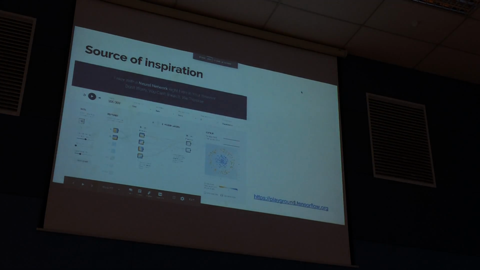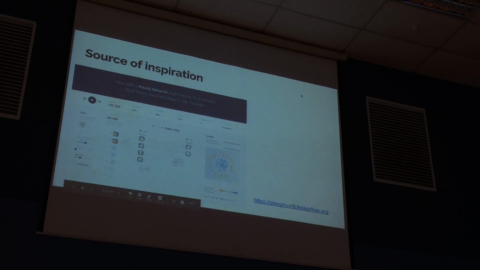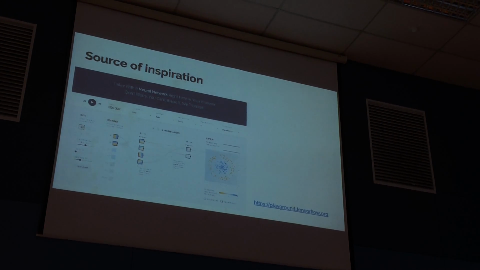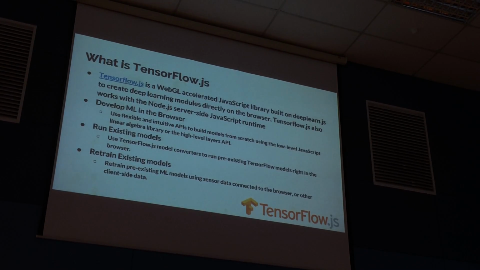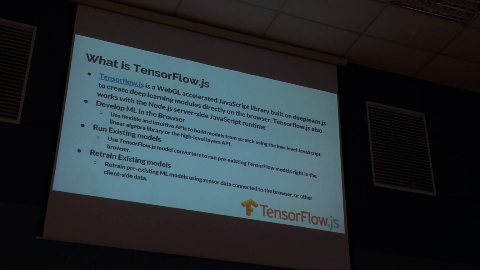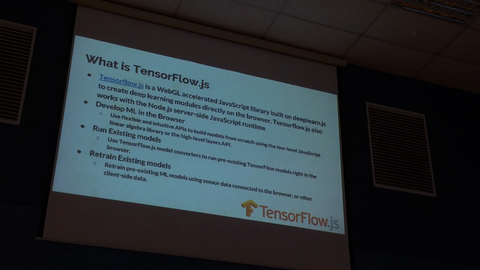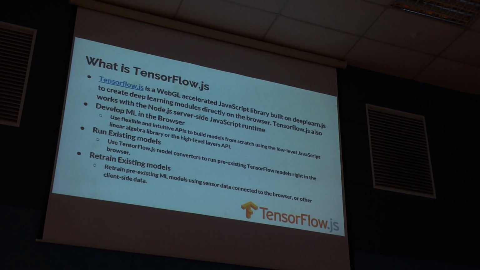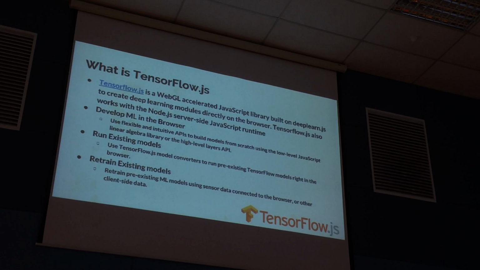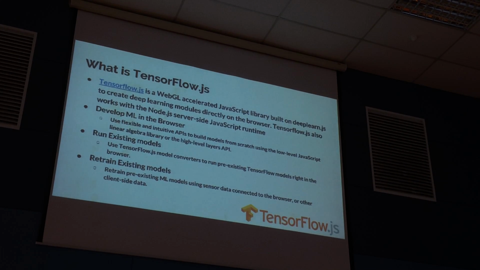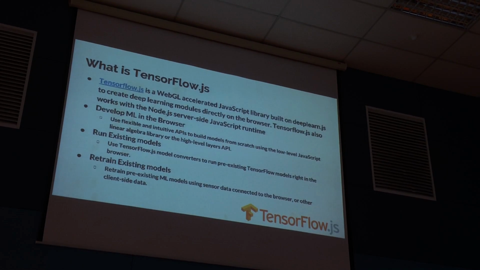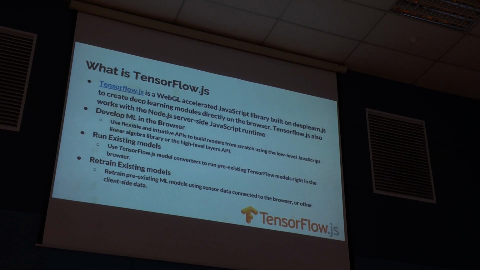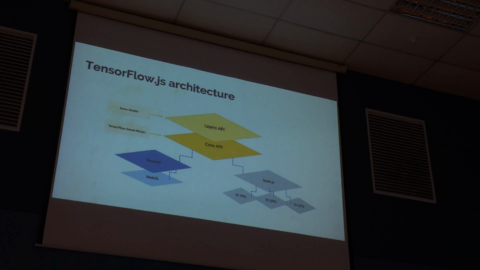People use this TensorFlow Playground to visualize how a neural network works in the browser. TensorFlow.js is basically a WebGL accelerated JavaScript library. It works in your browser, and it also works well with Node.js. So you can now develop all your machine learning models in the browser. Just use the API and run any existing model. That means if your model has been trained, you can run it, or you can retrain some model and run it in the browser.